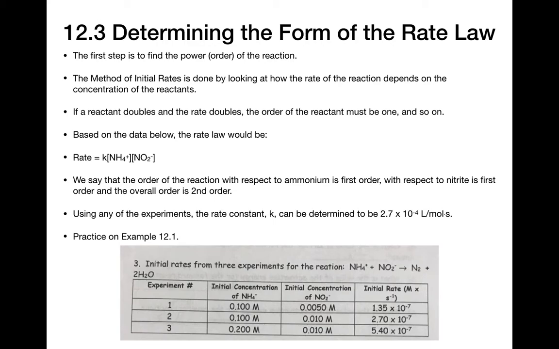If doubling the reactant quadruples the rate, then the reactant is second order. If doubling the reactant has no effect on the rate, it means the reactant is zero order, and so on.